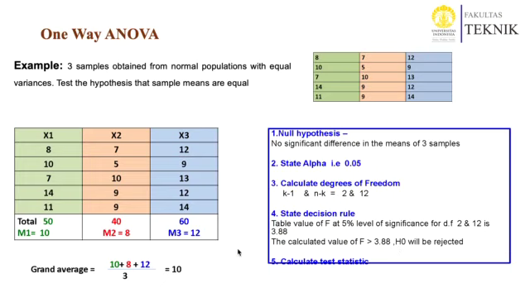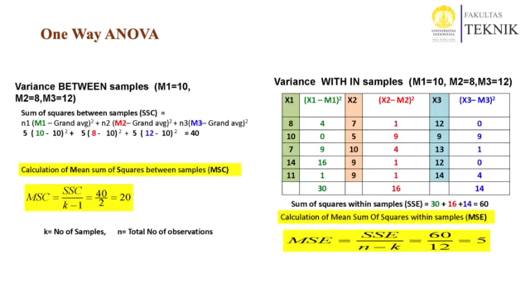And don't forget, we need to calculate the test statistic. So how do we calculate it? First, we need to calculate the variance between samples. We have these three means, and the sum of squares between samples, SSC, gives us the value 40. The calculation of the mean sum of squares between samples, MSC, is 40 divided by k minus 1, which is 2, so it's 20. K is the number of samples, and n is the total number of observations. So we have the variance between samples.